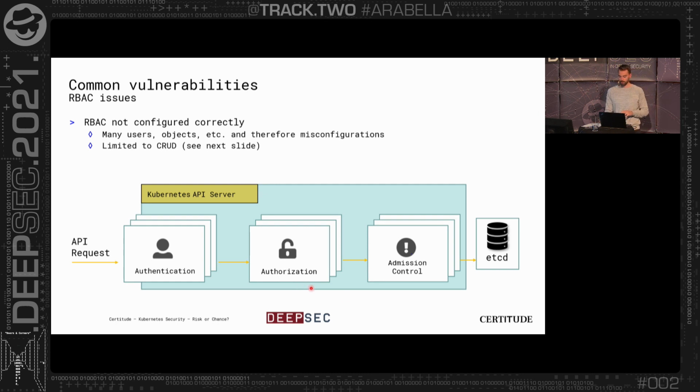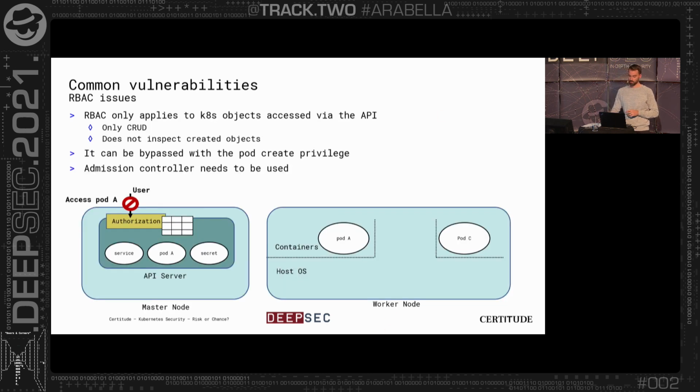And then we have admission control. Admission control is very important because it's a component that is often overlooked. If you only have authentication and authorization, it's easy to bypass these restrictions, as we will see on one of the next slides. Yeah, we will see it here. So here we have a user that wants to access pod A. And the authorization blocks this user because this user doesn't have access to pod A.